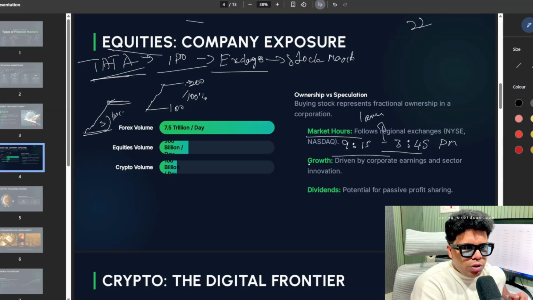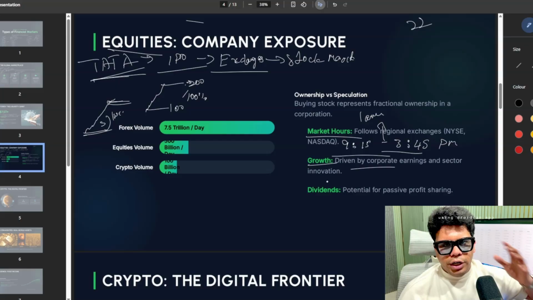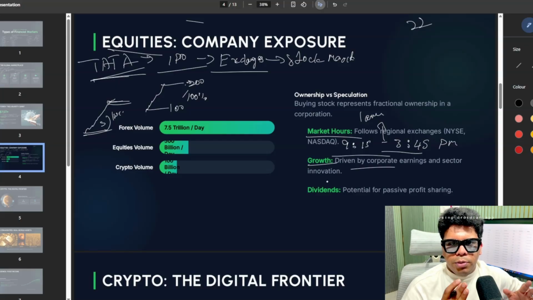The next one is growth, driven by corporate earnings and sector innovations. We're going to understand what a sector is later. It's corporate earnings because we are buying individual stocks and we become a partner in that particular stock. If that company is doing very well in its earnings and management, the shares also go upside, making bullish momentum. Otherwise, if the company is making losses and the management is doing poorly, the share price is going to fall and we are going to make losses in that equity. Equity means you are the owner of that share.